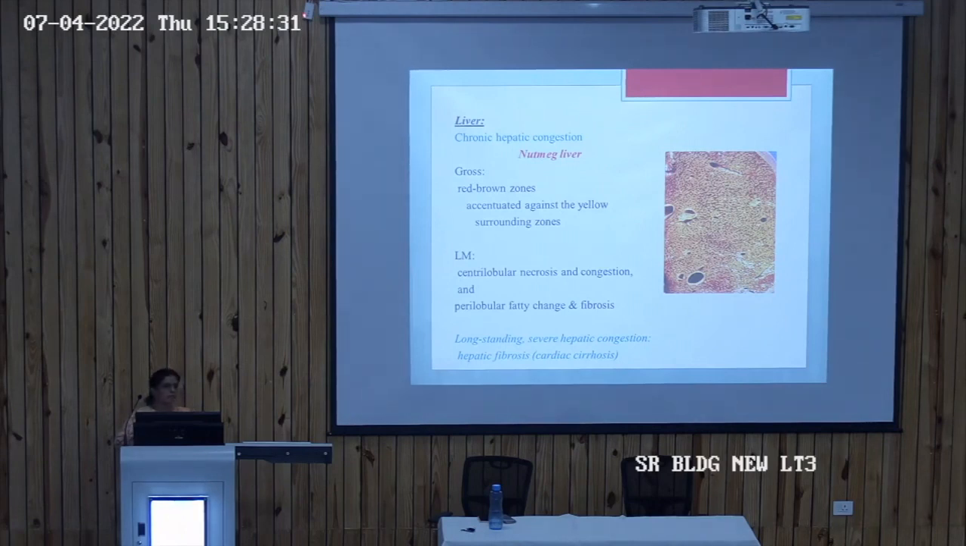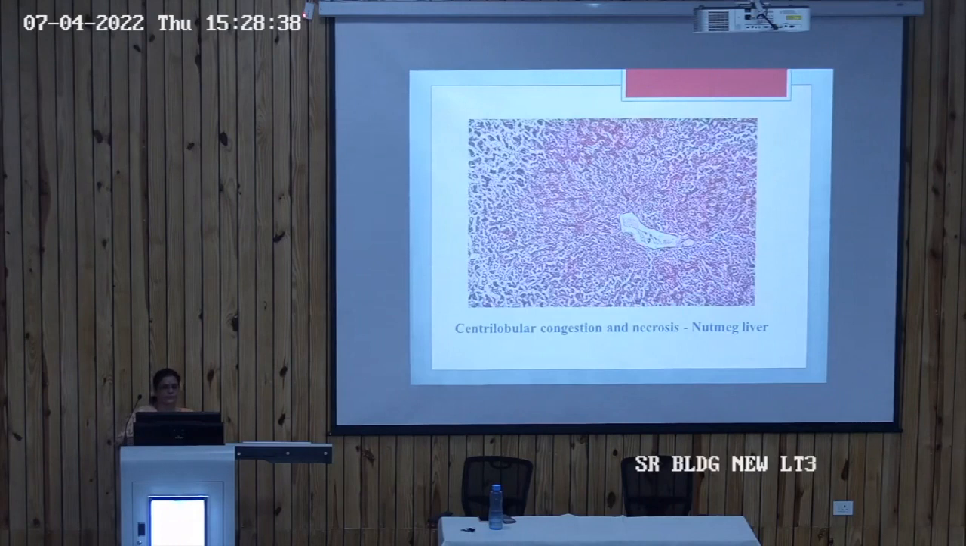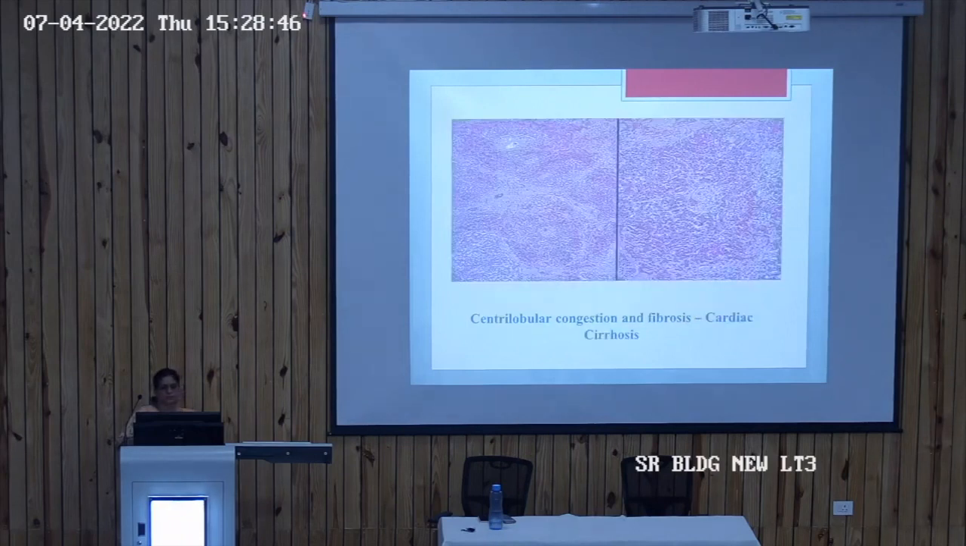So these terms, heart failure cells, cardiac cirrhosis, you should know where these problems occur. It is not in the heart. So this is again the picture of centrilobular congestion and necrosis, which is nutmeg liver. Again, this is cardiac cirrhosis, in which you can see these pale bands crossing. They are bands of fibrosis.